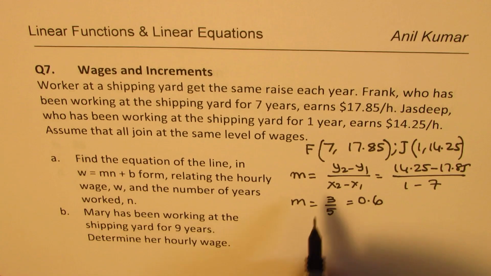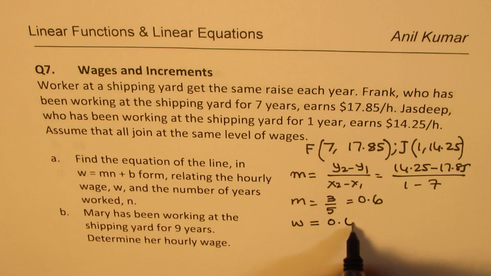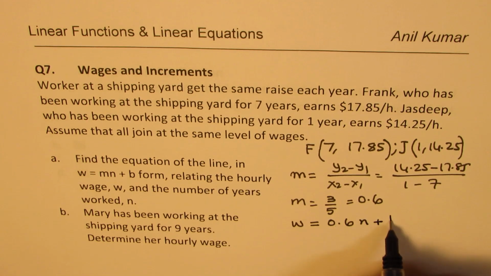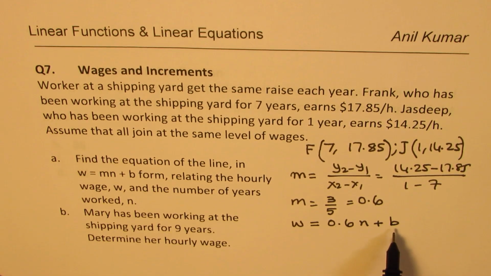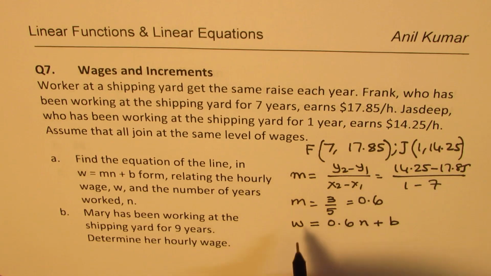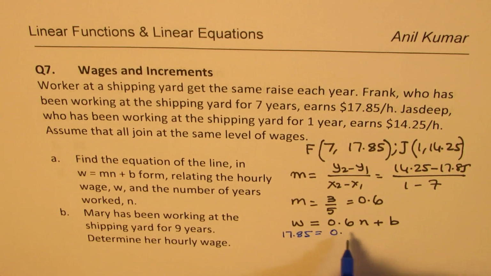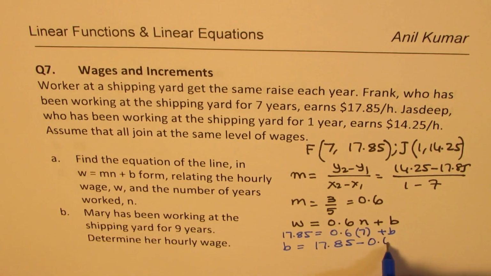Now how do we get b? So the wages given to us is this m, which is 0.6 times n plus b. To find the value of b, right? So what is their starting salary or wages, we should use one of these points. So let's use 7 and 17.85. So 17.85 is our wages, 0.6 times 7 years plus B. So the value of B can be found as 17.85 minus 0.6 times 7.